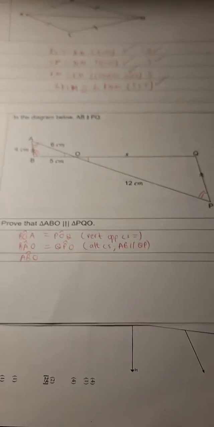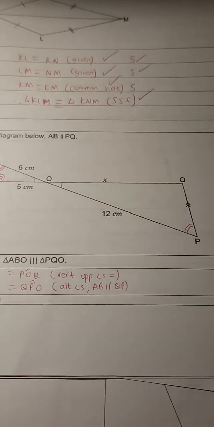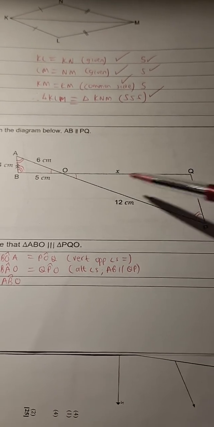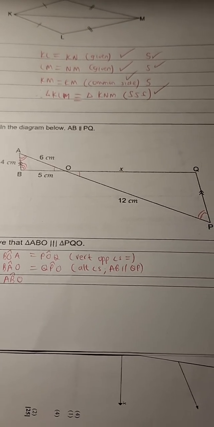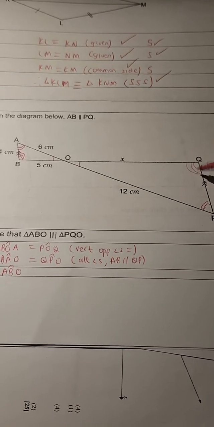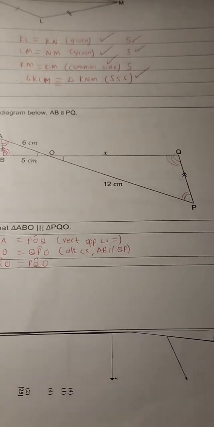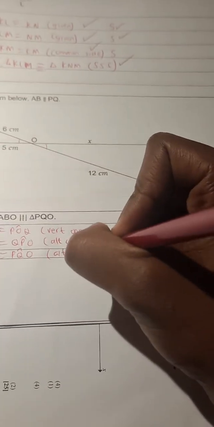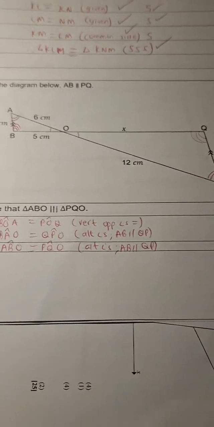Then lastly, what else? This angle ABO is equal to what? Can you see the angle that it's equal to? ABO is equal to PQO. What is the reason? Well, the reason is the same. Alt angles. Then which lines are parallel? AB is parallel to QP.